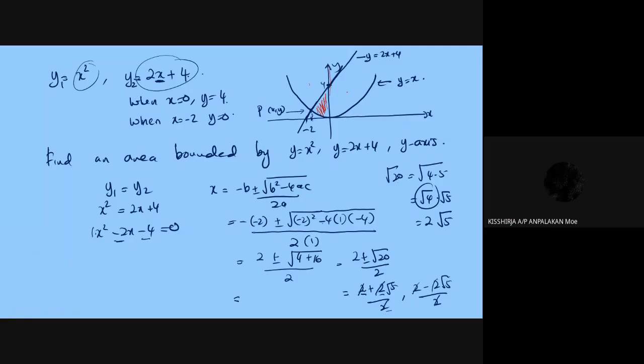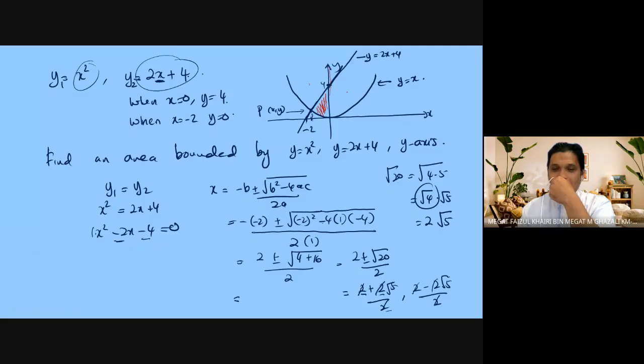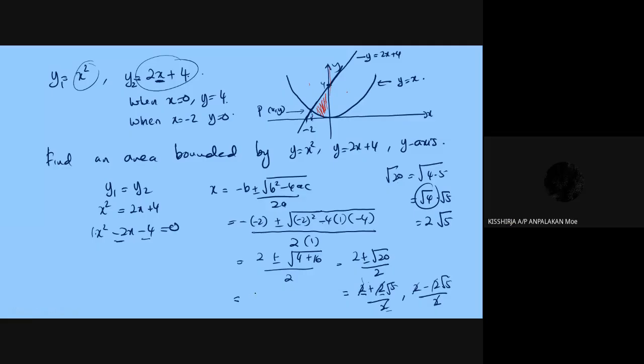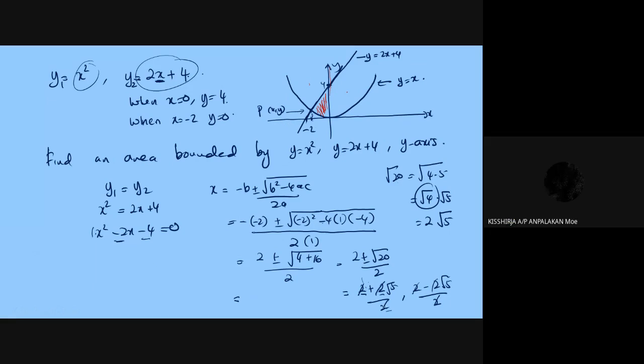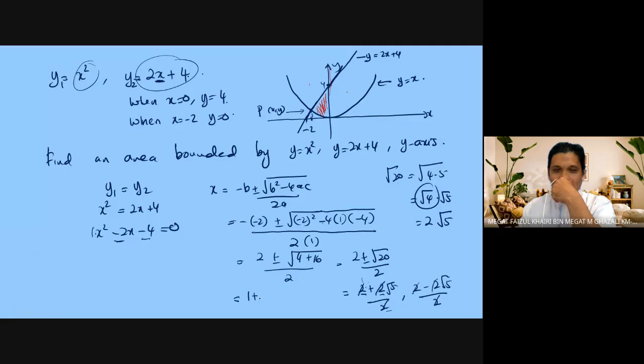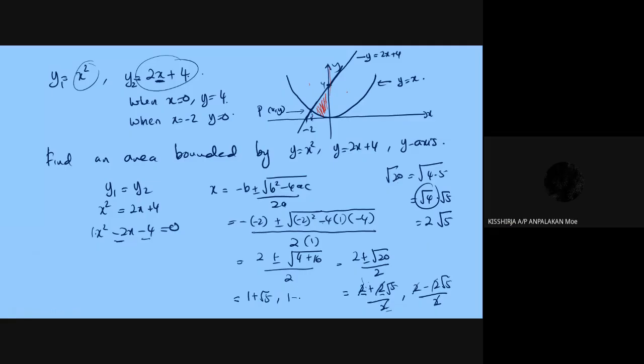We got 2 and 2 here divided by 2. Then 1 plus root 5. And 2 and these 2 divided by 2. So what is the value of x here now? 2 divided by 2 is 1. So 1 plus root 5, and another one, 1 minus root 5.